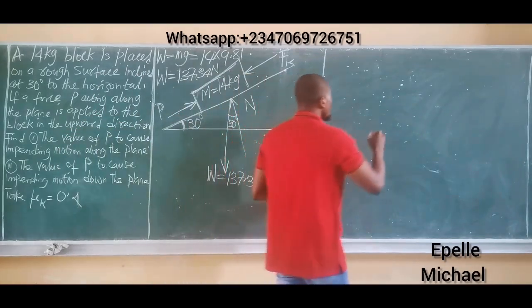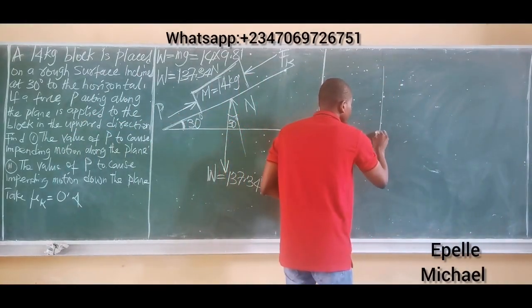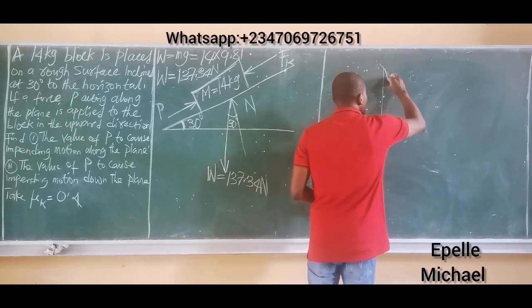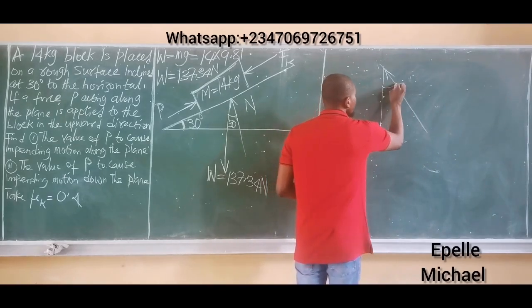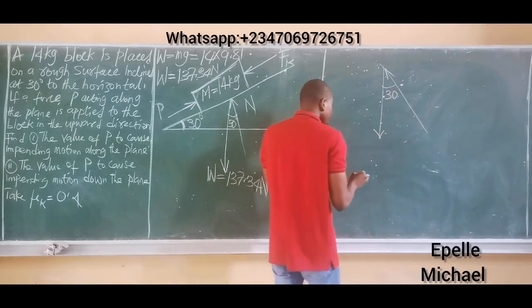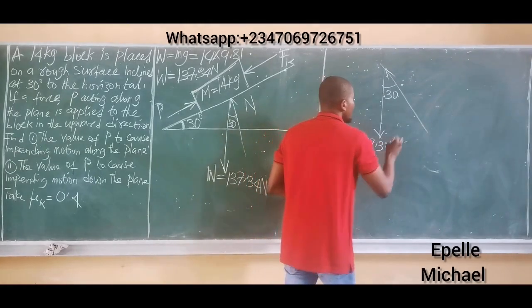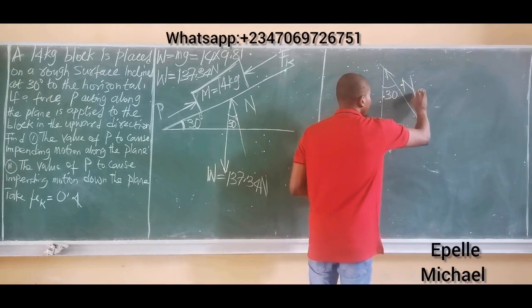All right, so we have the weight of the object here, we have the normal reaction force inclined as can be seen here, and the angle between the two we said is 30 degrees. The weight itself is 137.3 newtons, and our normal reaction remains N.